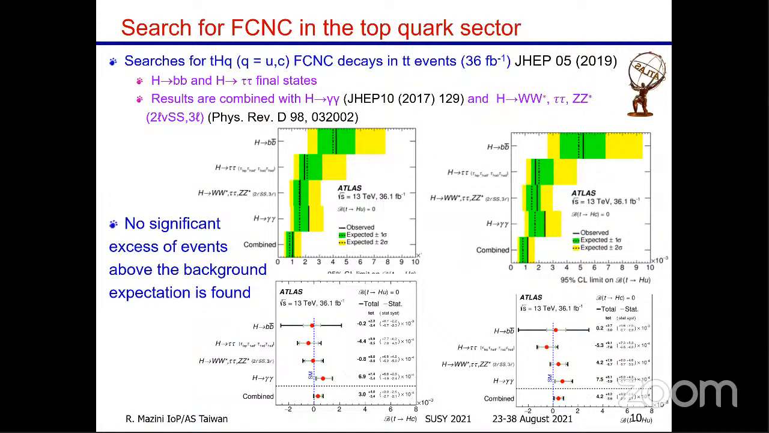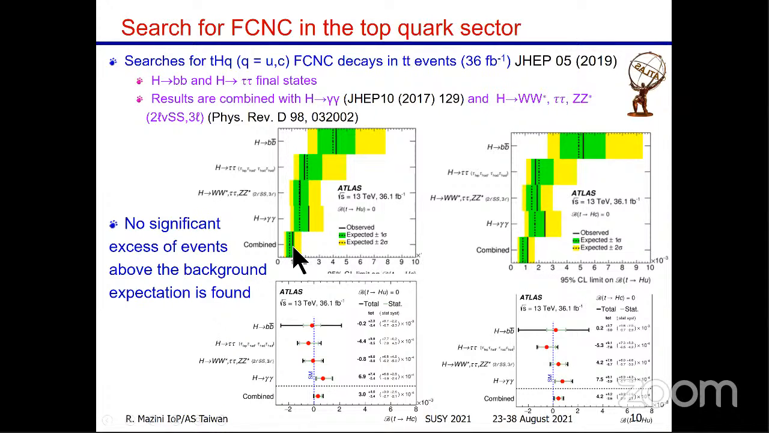Atlas did something similar. So basically searching for the same FCNC in the top sector by also looking through the Higgs to BB bar and the Higgs to tau tau final states. The Atlas results use 36 inverse femtobarns, and they combined other results from Higgs to gamma gamma, WW star, tau tau, and ZZ star in the final states, with different lepton content and combinations. Okay, so the plots here show something similar. For each of these final states, you show the limits that are set before the combination, and the combined results from all these channels are shown at the bottom of these two plots here.